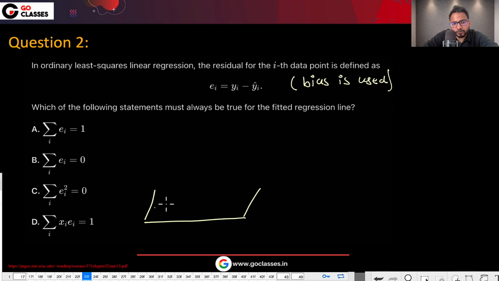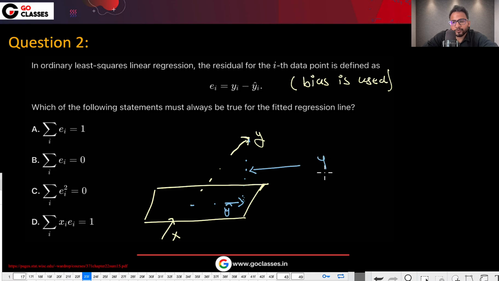Suppose this is your x and this is your y, and y is not in the space of x. That's why you need to project this y, and that's why we need to have y cap. So this is y cap. This is the error, which is y minus y cap. For every point there will be the error y minus y cap. This error is basically perpendicular to the columns of x.